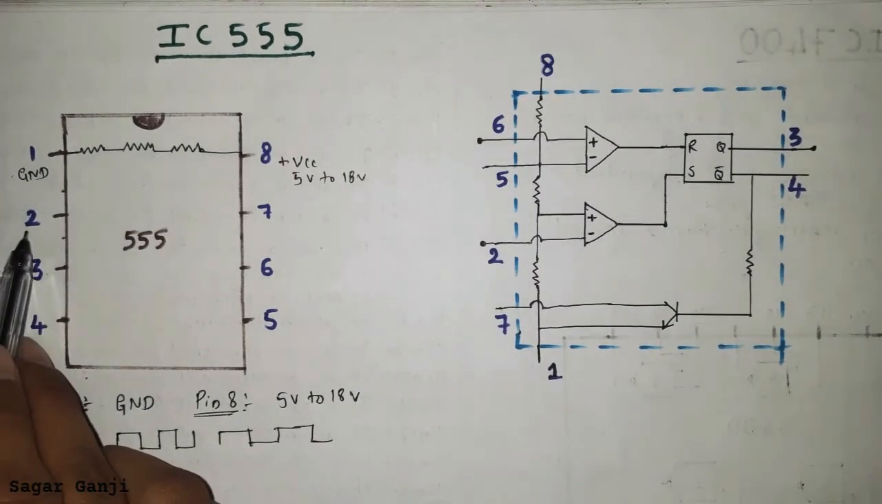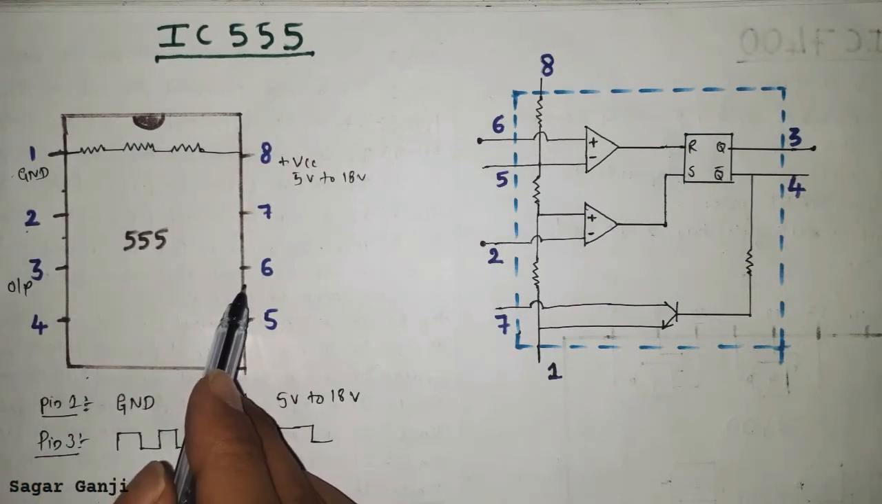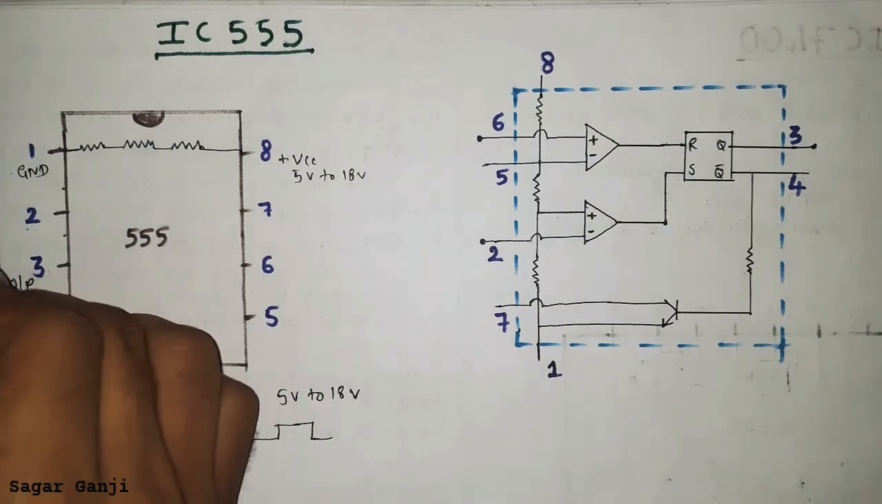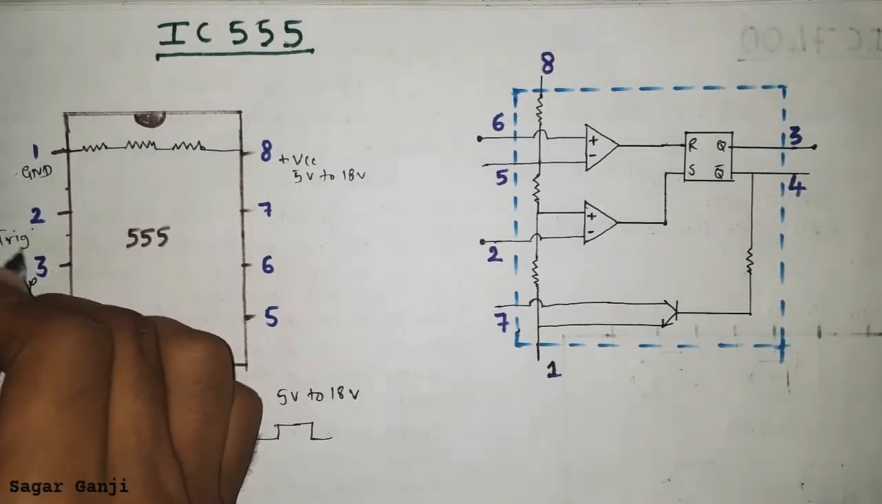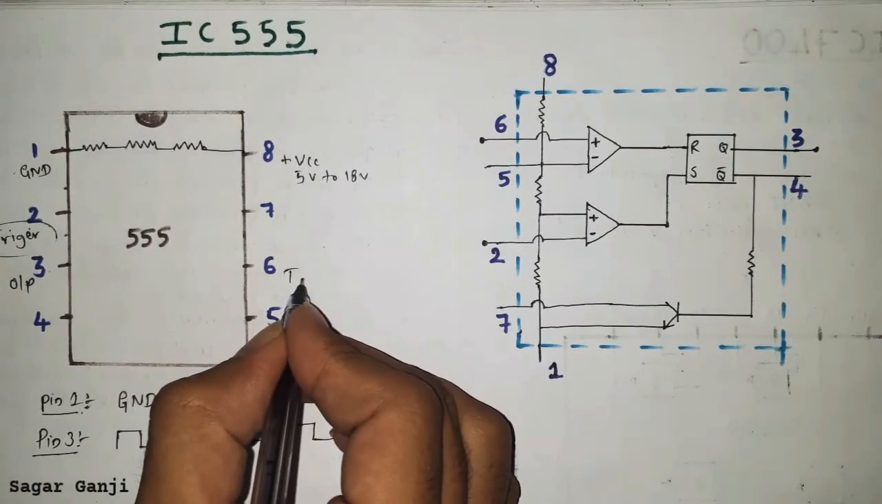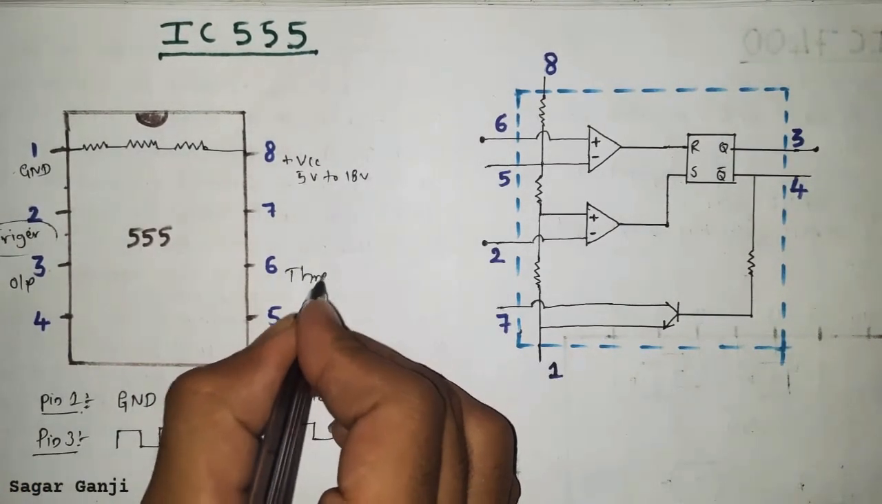And pin number 2 and 6, these are the input terminals for the IC555. Pin number 2 is called the trigger terminal, and pin number 6 is called the threshold terminal.